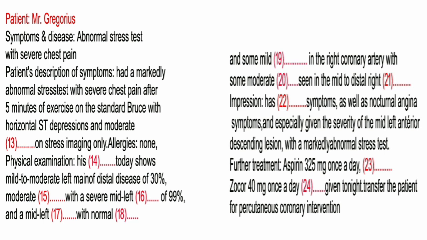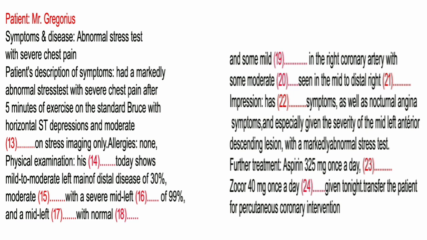Hello, doctor. Yes, come in. What's your problem? Well, he is my husband, and he had a markedly abnormal stress test with severe chest pain after 5 minutes of exercise on the standard Bruce with horizontal ST depressions and moderate apical ischemia on stress imaging only. What's his name? He is Mr. Gregorius.